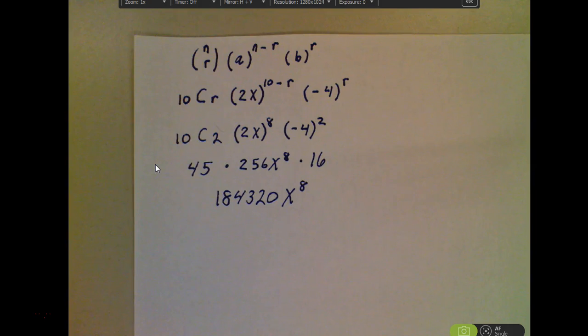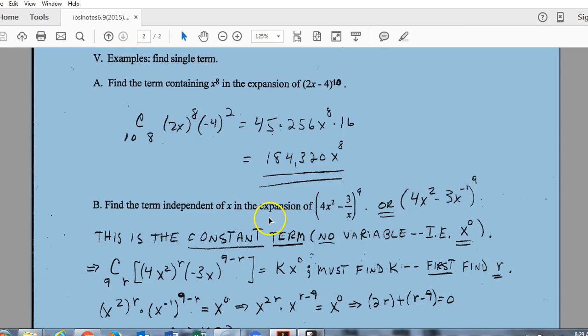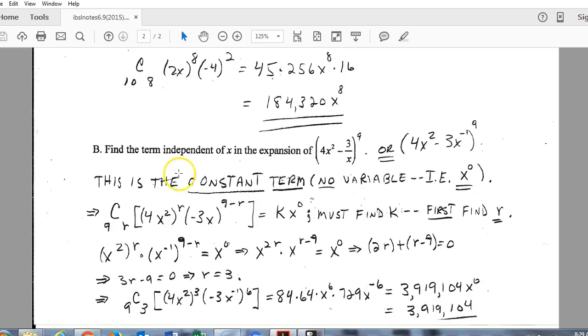I'm going to do the same thing for the second part of this one right here. Notice this one is asking you for the term independent of x. This is a test question. I'm just going to tell you right now, so make sure you know how to do this. This will come up on a test for you. Independent of x simply means it's a constant. There is no x attached to it.